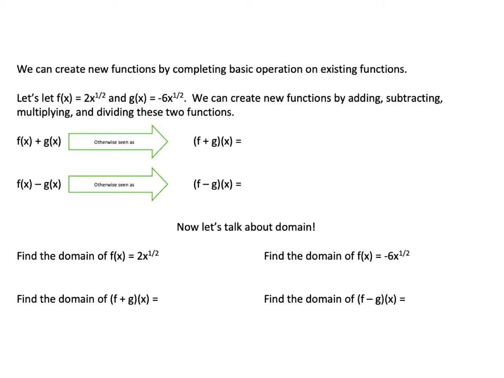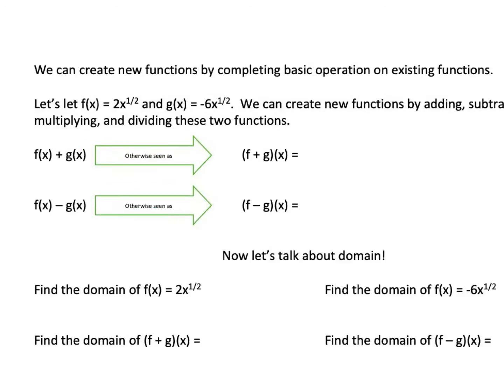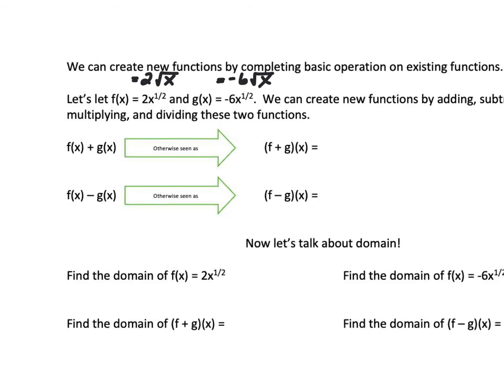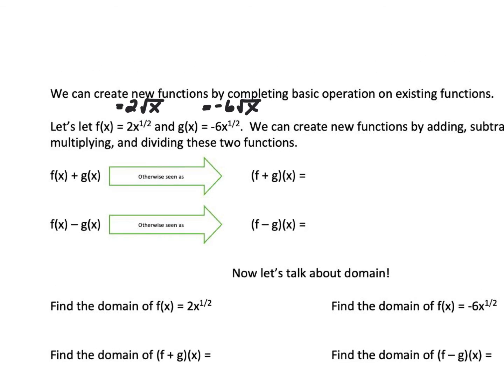So let's create some new functions by adding f and g of x. As I look here, I'm given 2x to the 1/2 power. Remember that this would be equivalent to 2 times the square root of x. And g of x would be equivalent to -6 times the square root of x. So if you think about what breaks a domain here, I recognize that I can't have a negative radicand. So for both of these, my domain is going to be from 0 to infinity. I just like to always think about my domain before I get started.